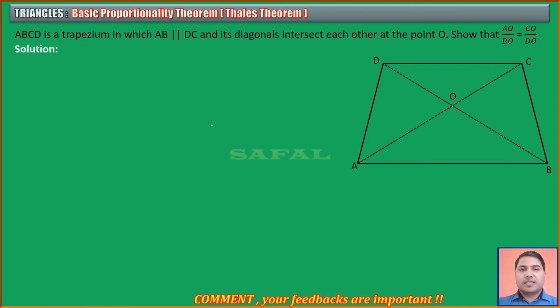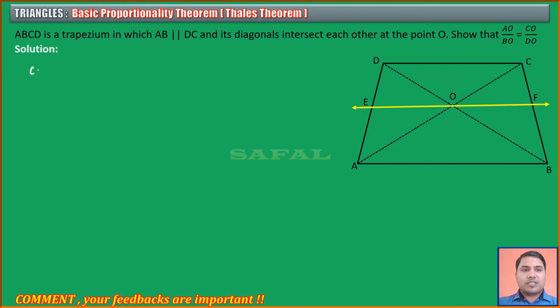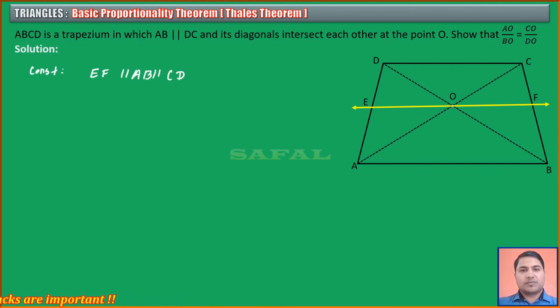Okay. So to prove this, I am going to do a small construction. I am drawing a line passing through O and parallel to AB and CD. So this is a small construction I am doing. So EF is parallel to AB, which is parallel to CD. So AB is parallel to CD and EF I have drawn passing through O parallel to CD.